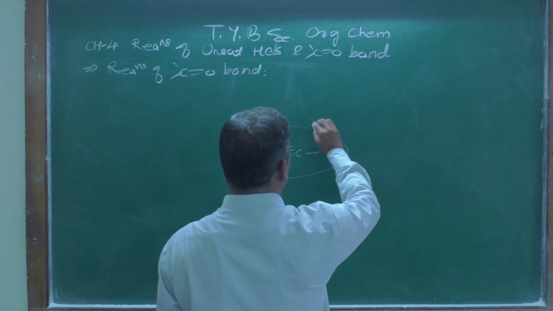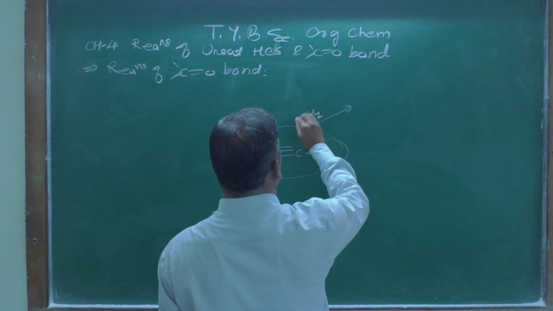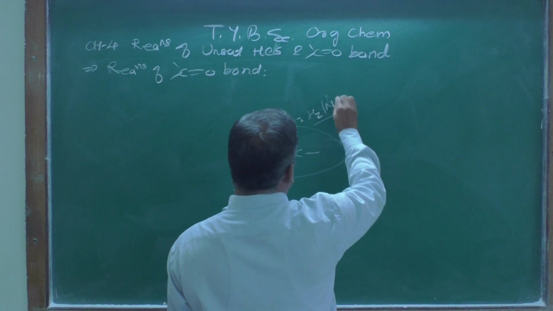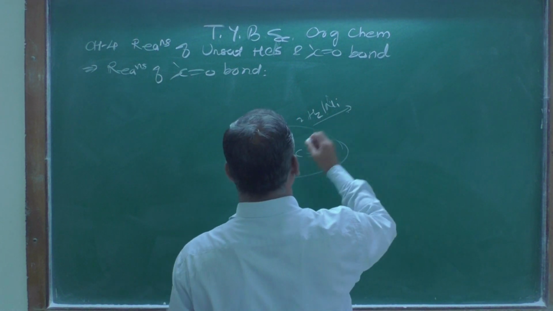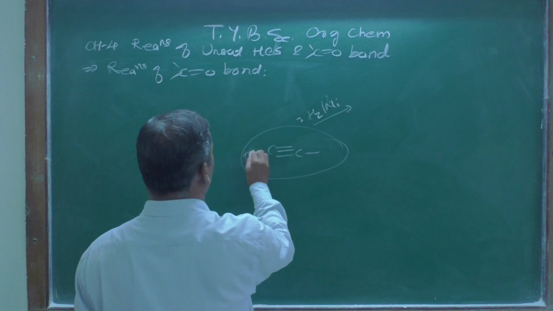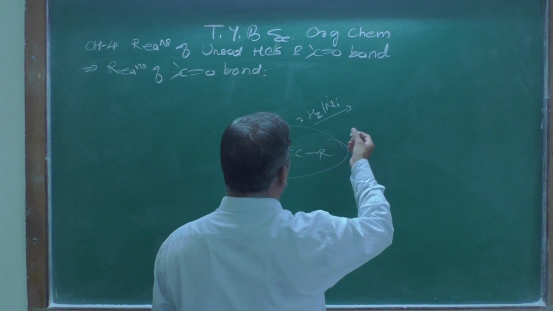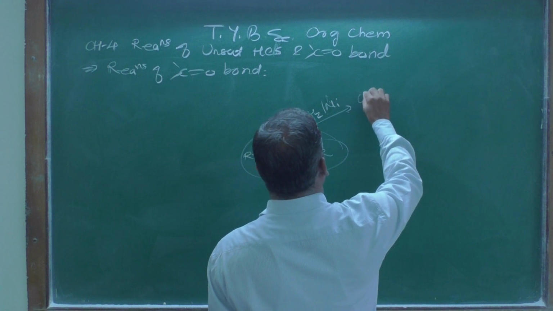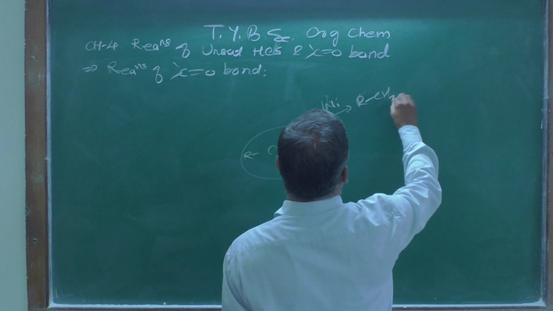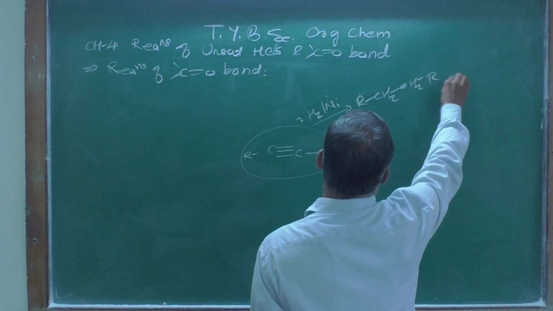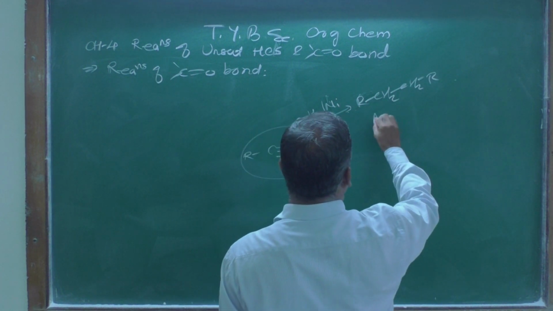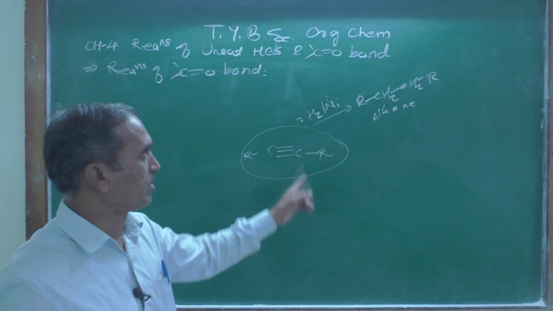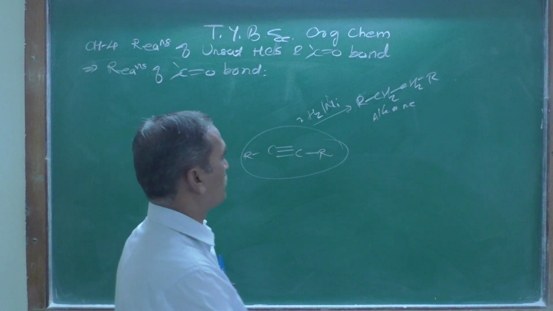Suppose you treat this with 2 moles of H2 in the presence of nickel. What does it give? Suppose here is R, here also R. What we are going to get is R CH2, CH2 R, meaning the formation of the alkane. The carbon-carbon triple bond is further converted into a carbon-carbon single bond, that we have seen.